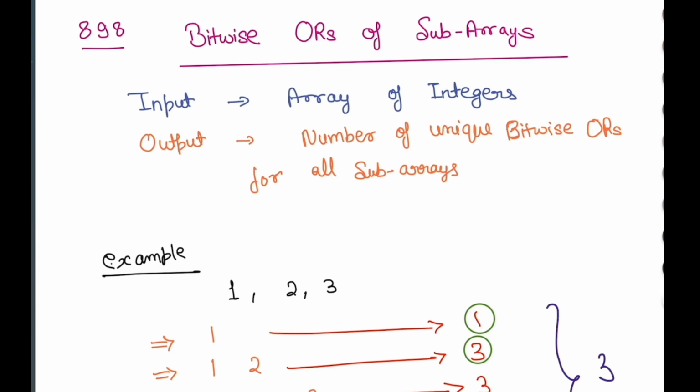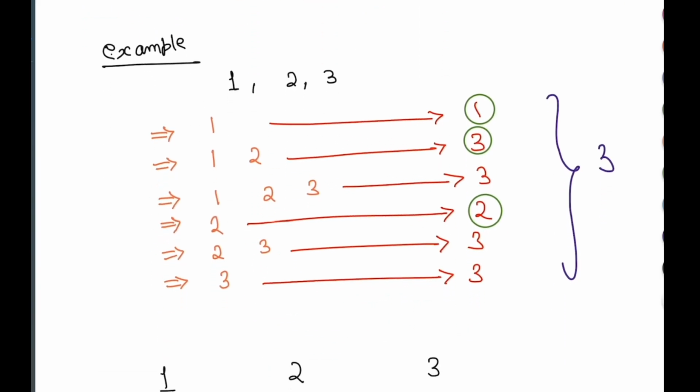Now we need to consider only the unique bitwise ORs because two or more subarrays can have the same bitwise OR. So we just need to consider the unique bitwise ORs, and we need to return the number of unique bitwise ORs we have for all the subarrays. Now let us try to understand this using an example.